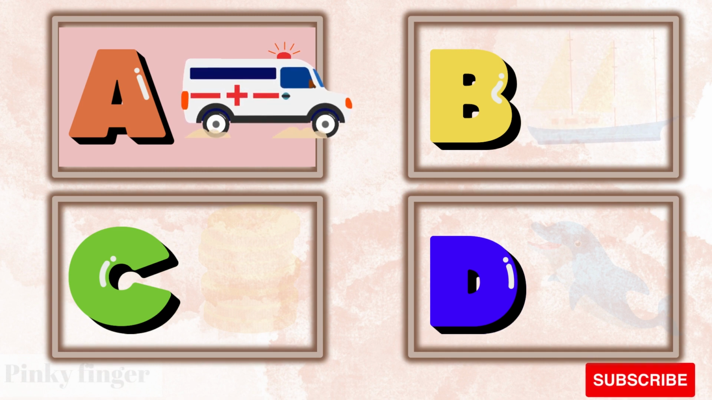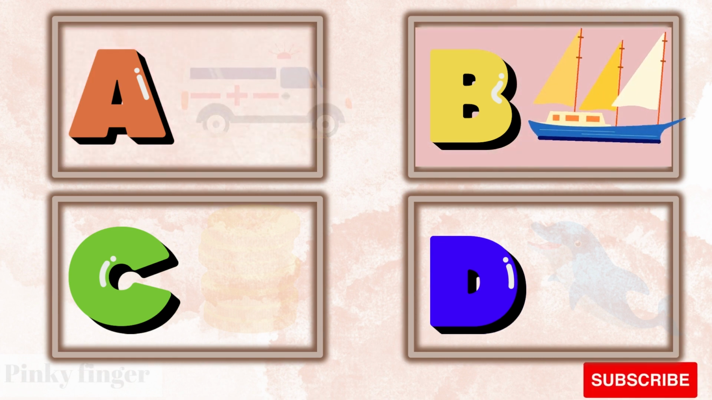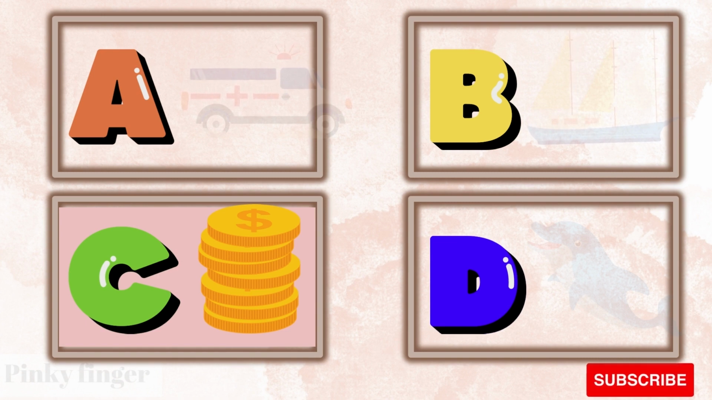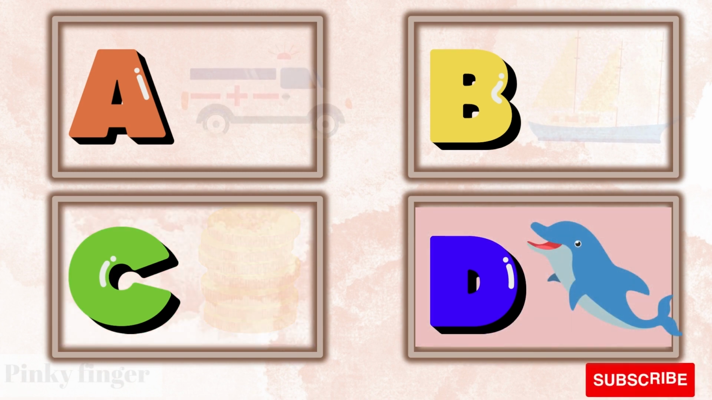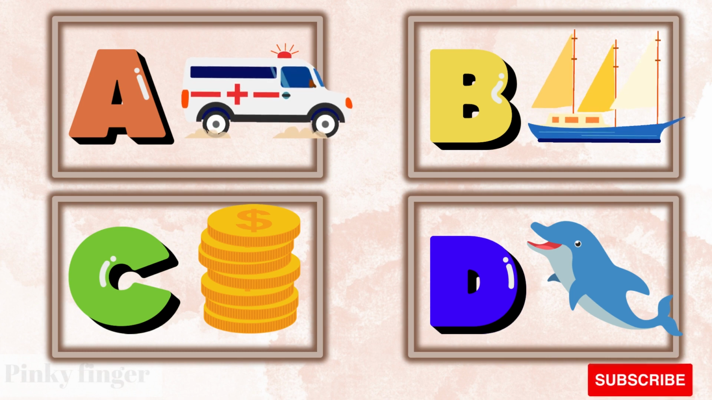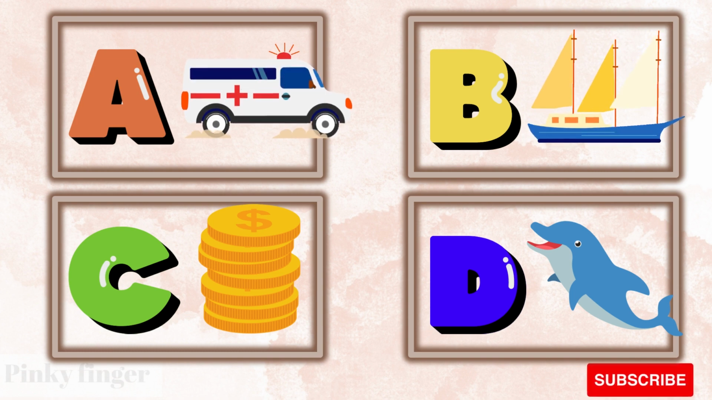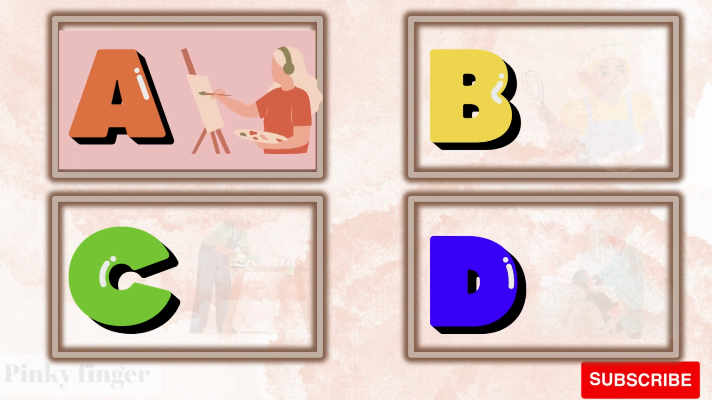A is for ambulance. B is for boat. C is for coins. D is for dolphin. A is for ambulance. B is for boat. C is for coin. D is for dolphin.